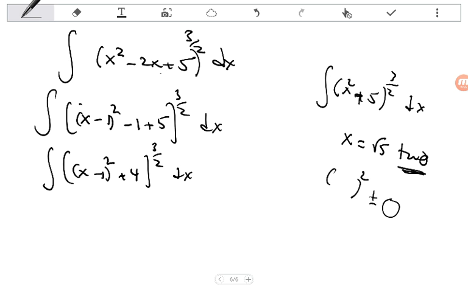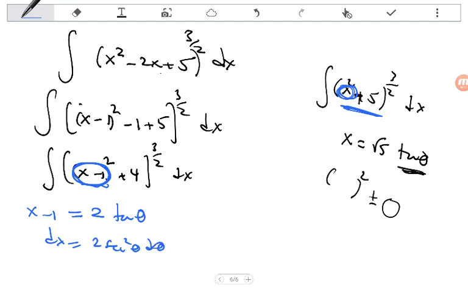Now what is the substitution here? We will take this x minus 1 as 2 tan theta. Why? Now here this is the expression that is taking the place of x before. It's just like this, but we have another linear form instead of x. So x minus 1 equals 2 tan theta. Okay, so dx is equal to 2 sec squared theta d theta.